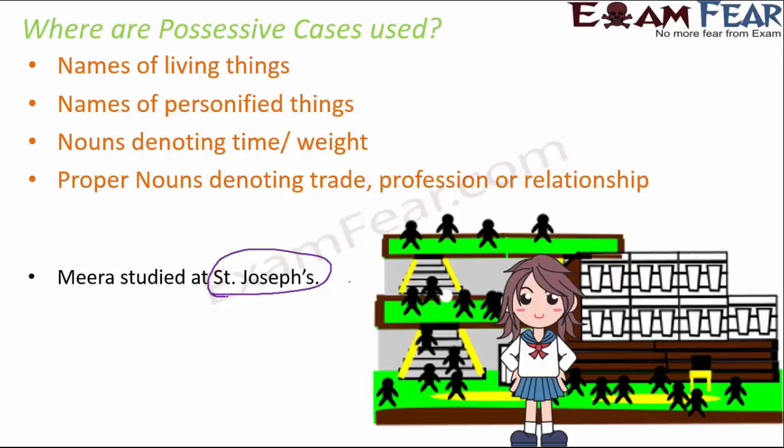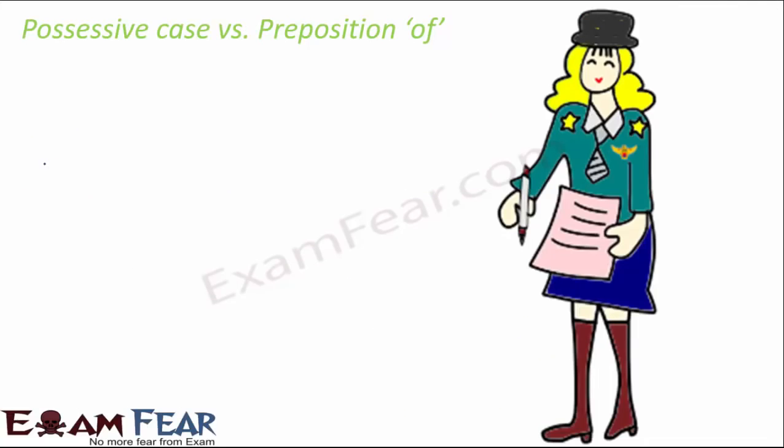So to summarize, you would see that we can use possessive cases for names of living things, to show possession of living things, names of personified things where certain non-living things have been assumed to be a person, nouns denoting time, weight or distance, and finally proper nouns, which could be names of places or names of institutions, right? So that was about the usage of possessive case.